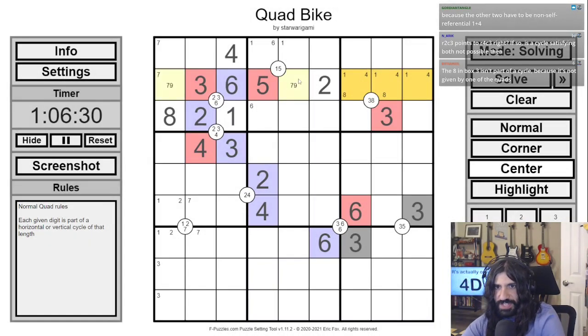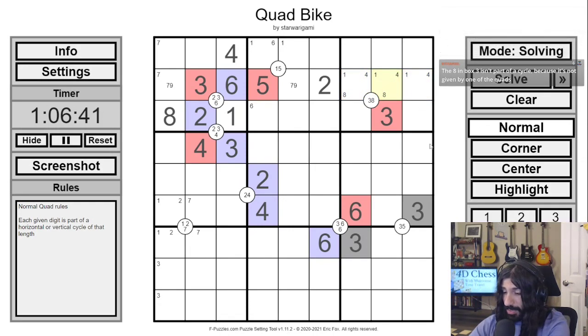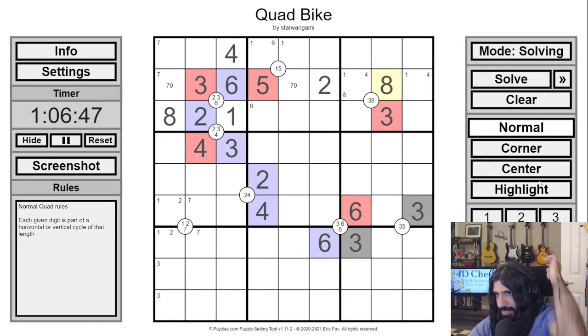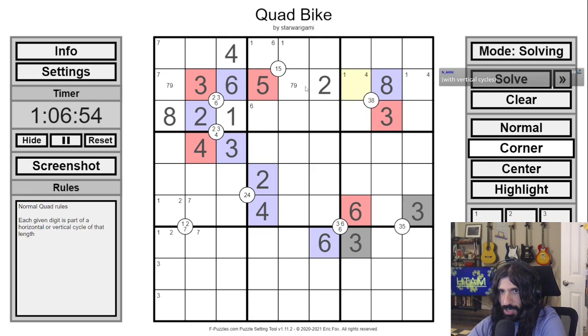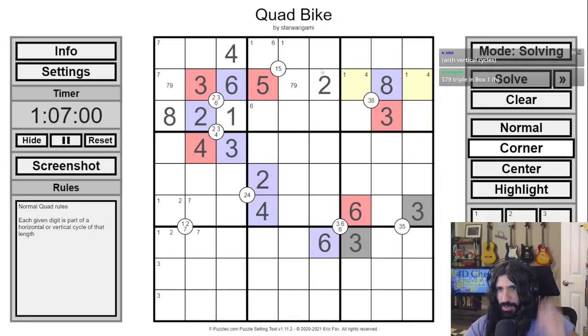Okay, so we have a 7-9 pair here. And if the 7 and 9 have to be out here because the 1 and the 4 and the 8 have to be in here, then the only way that we can get the self-reference that we need is here. And then we have a 1-4 pair. And because this has to be a vertical cycle of length 8, right? So we'll call that periwinkle. And this definitely can't be. Okay, so we've got the 7-9 pair and the 1-4 pair here, which is fantastic.